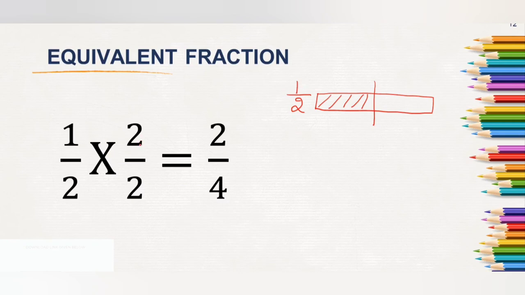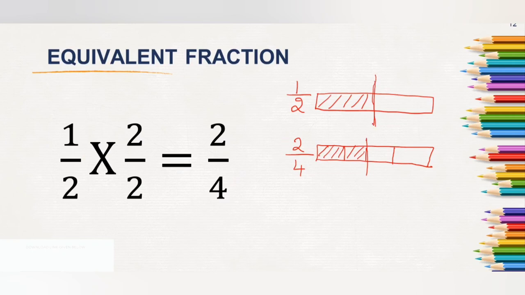What if we multiply with the same number? You will get 2 by 4. We'll consider the same chocolate. It has been divided into four equal parts, and you will be getting two parts out of it. That means you're getting two parts out of four parts. See here, when we multiplied 1 into 2, we got 2. Again, 2 into 2 got 4. So 1 by 2 and 2 by 4 are the same.